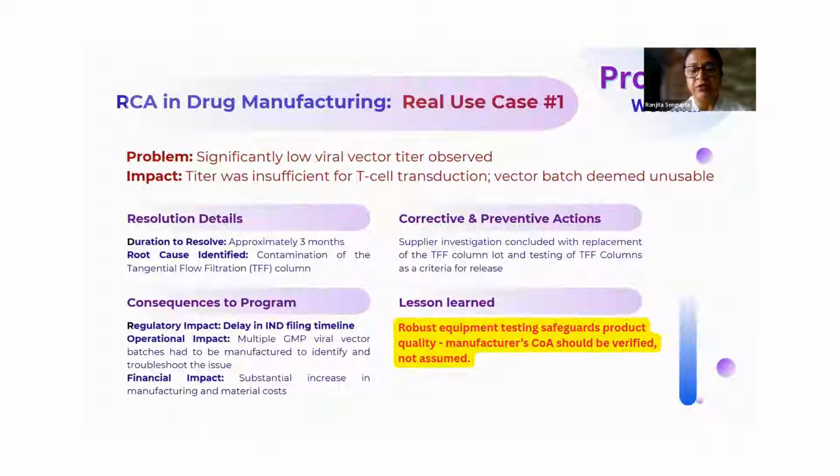So as a result of that, what was the corrective and preventive action we took? Basically, after that, we concluded that we have to not only replace the TFF column lot, which we had, but going forward, we would have to test all of the TFF columns as a criteria for release.